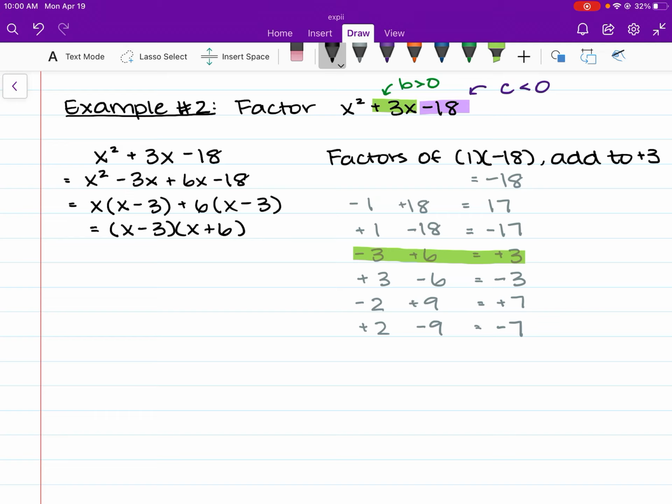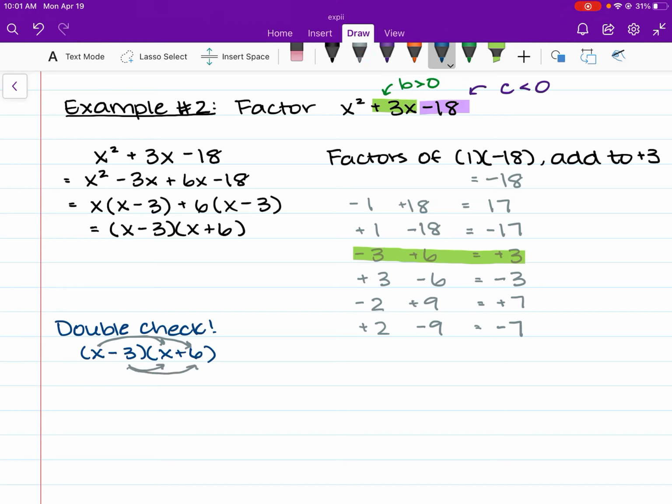We factored the quadratic x squared plus 3x minus 18 into the factors, the binomials x minus 3 and x plus 6. And just like we did before, we want to double check our answers. So we're going to double check per usual. We're going to use our FOIL method. So x minus 3, x plus 6. Obviously, we're going to FOIL, multiply the x times the x, and then the x plus 6, and do the same thing for the second terms.